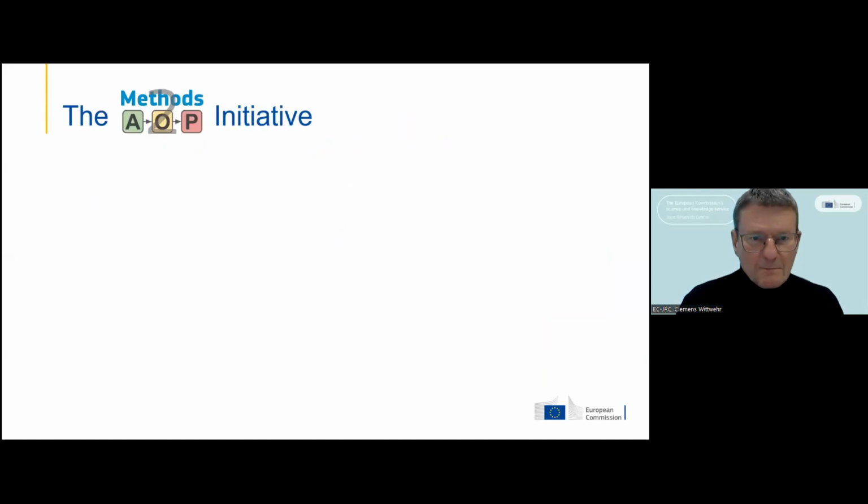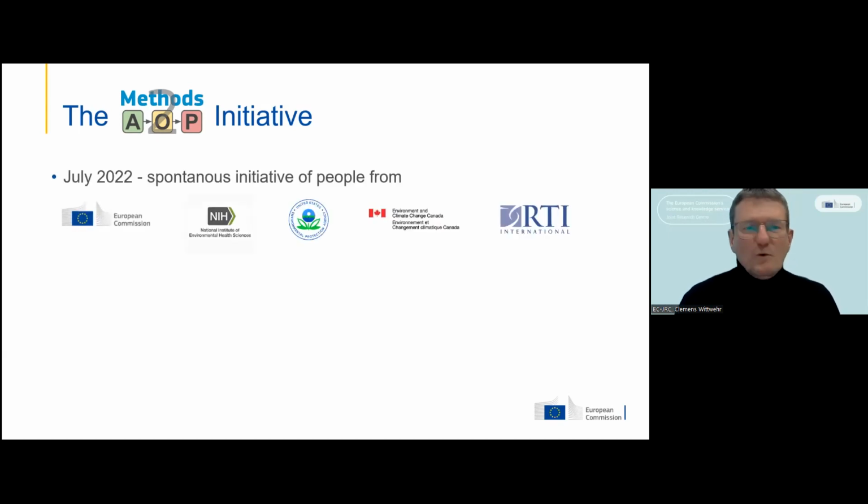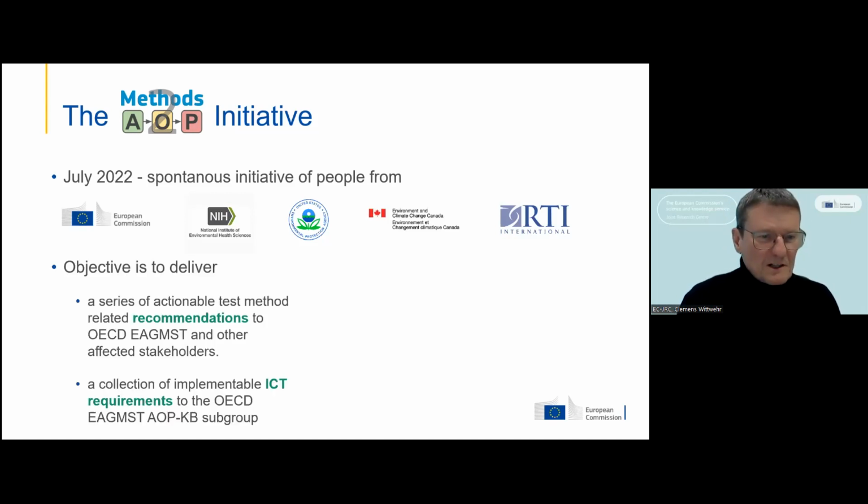And final slide of this part, we have already started an initiative that we call the Methods to AOP initiative, which is a spontaneous initiative of people who came up with this idea that this is important, and we just focus on this now in a loose collaboration. Our objective is to deliver a series of actionable test method related recommendations to the OECD, but also a collection of implementable ICT requirements to the KB, to the people who develop the KB. So these are the two things that we want to deliver.